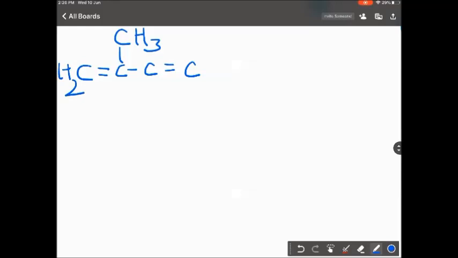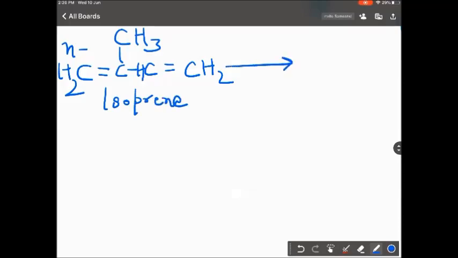Now complete the bonds. It is CH2 double bond. This is also CH2. This is CH. So we can say that N moles of isoprene or 2-methyl buta-1,3-diene polymerize to form a polymer.